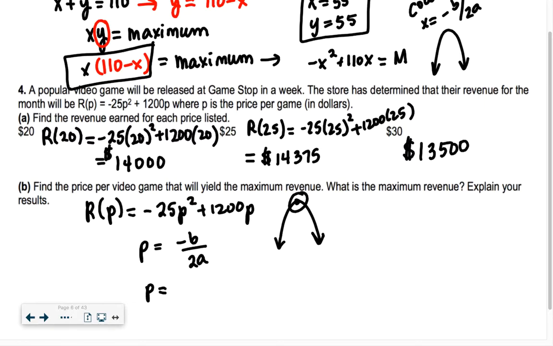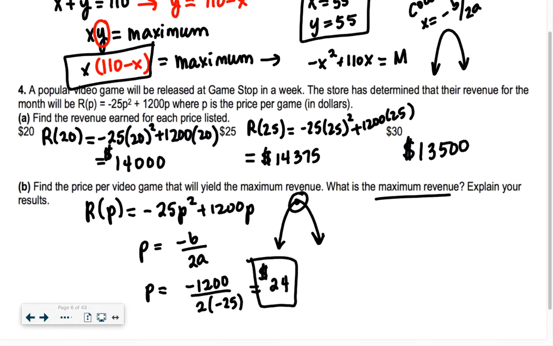I'm sorry. I apologize. So I have negative b, so negative 1200 over 2 times negative 25. So what do we get? 24. That is the price that will maximize the revenue. Now it says, what is the maximum revenue? So how do I find the maximum revenue? Plug in 24 into my revenue function.